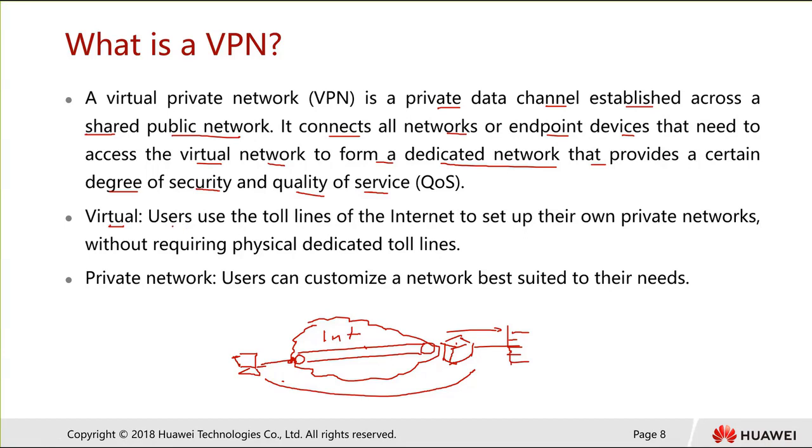Virtual means the user uses the toll lines of the internet to set up their own private network without requiring physical dedicated toll lines, or what we call the private leased line. Private network means the user can customize a network best suited to their needs.